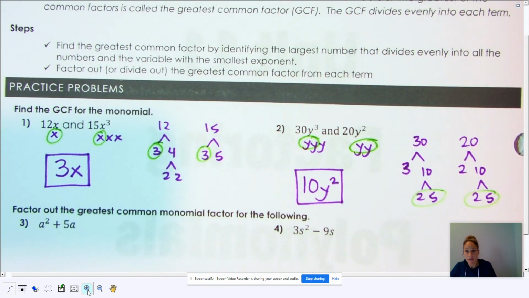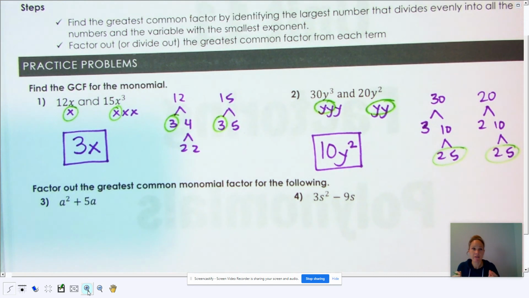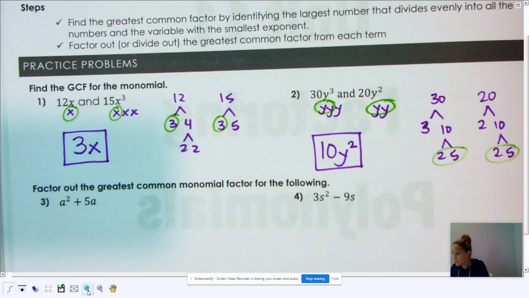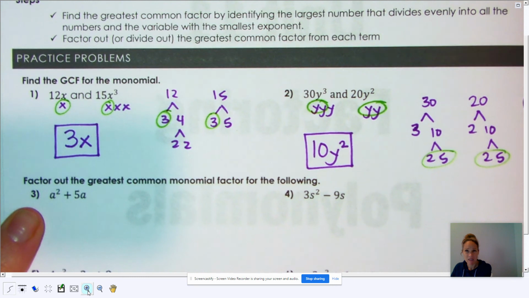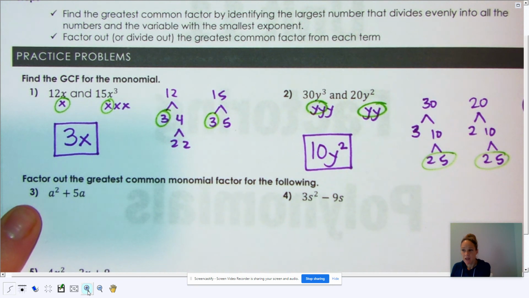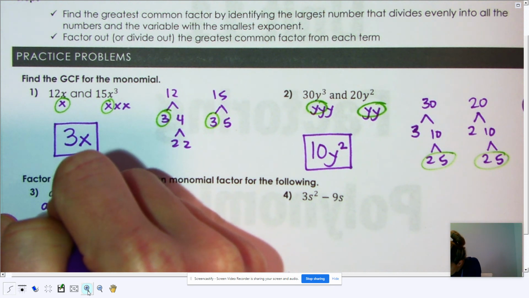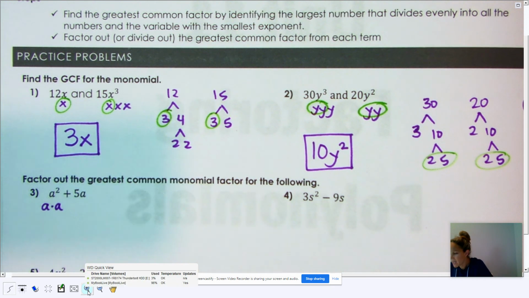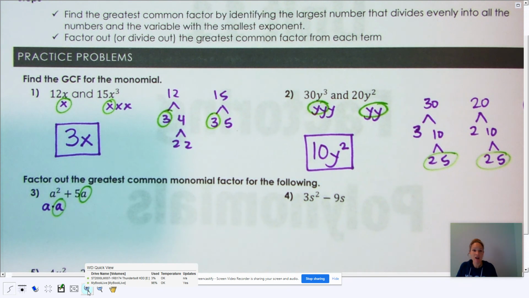Okay. So then for our next ones, we are actually going to factor out the greatest common factor. So if I look at problem number 3, I see that I don't even have any numbers over here. I just have a 1. So it doesn't really make sense to pull out a 1 because it wouldn't change anything. But what I want to see here is that I have 2 A's and I've got 1 A here. So I'm going to say, well, what do they have in common? The only thing we have in common is one of those A's.